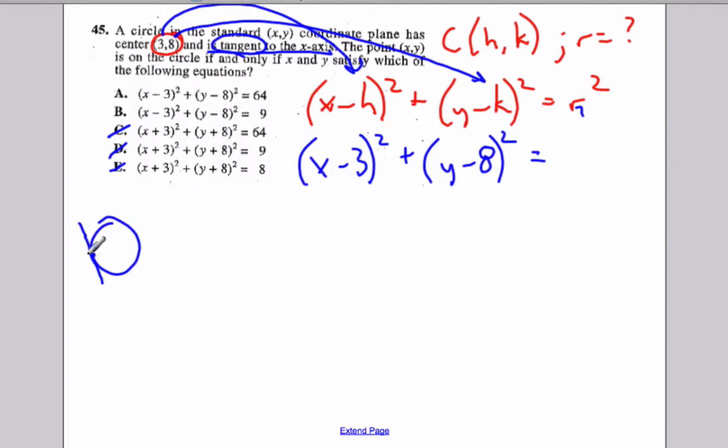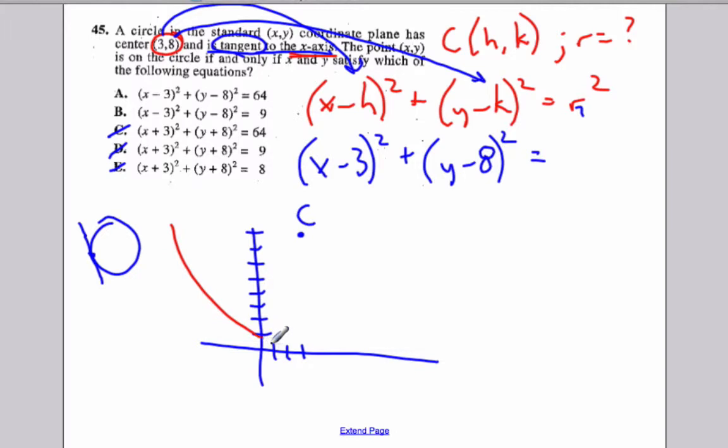1 point. So if I quickly think through this, the coordinate for the center is at 3, 8. So here's 3, up 8. 1, 2, 3, 4, 5, 6, 7, 8. So my center of the circle is at 3, 8. Well, I know that that circle is tangent to the x-axis. So what I'm going to do is my circle would come down like this, hit the x-axis, and go back up.